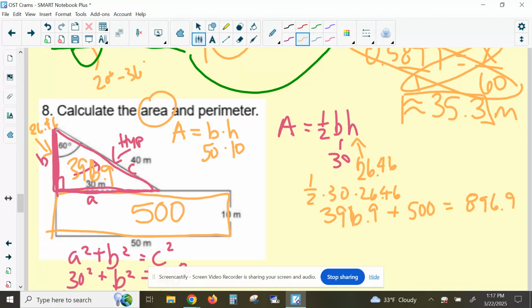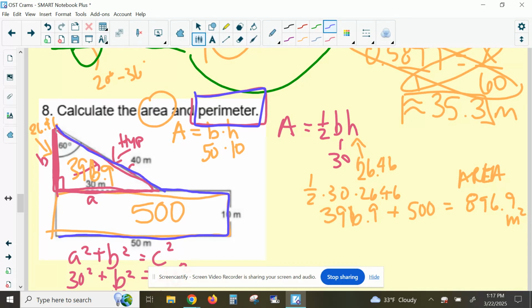896.9. And this is meters squared. So this is my area of my shape, area. And then I need perimeter. And perimeter is when you add up all the sides going around the outside. So perimeter. That means I have to take this side plus this side plus that side plus that side plus that side plus that side.